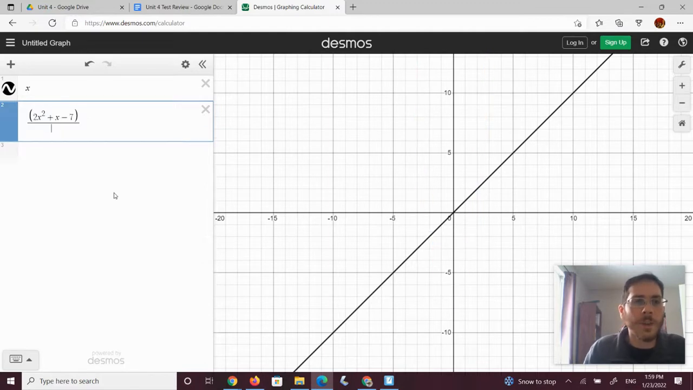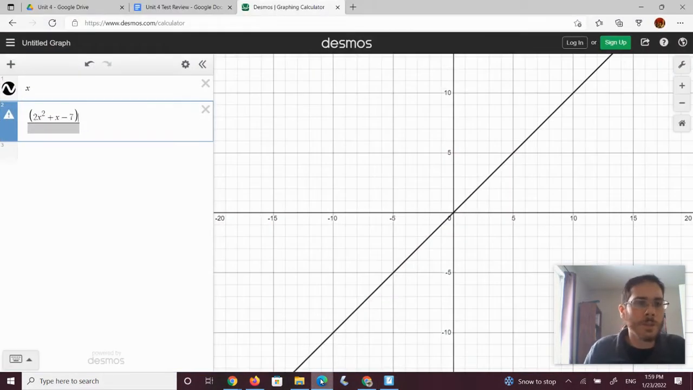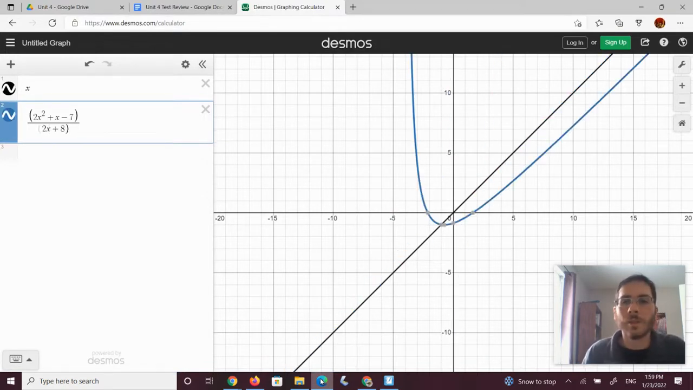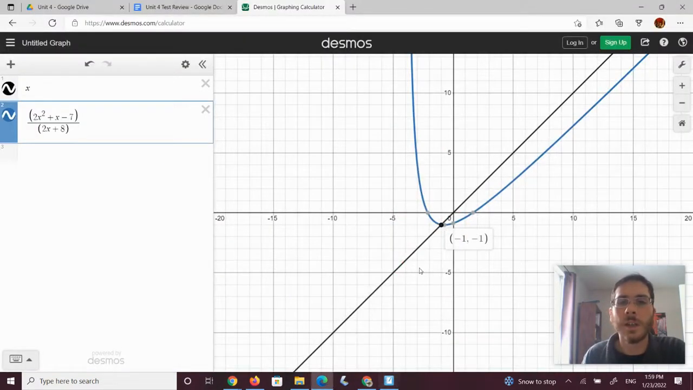And that's going to all be divided by 2x plus 8. Again, if we see where these things connect, it does look like they only connect once, and they connect down here at x equals -1. So we got x equals -1. X is not allowed to be -4. We can see, yeah, it looks like we got this asymptote here at -4.